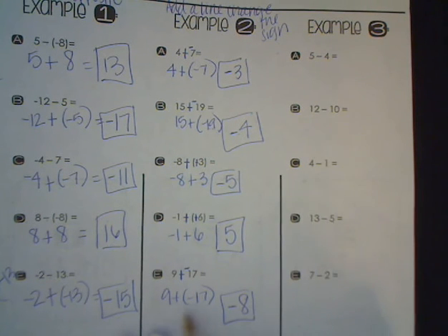Or you can go and say which one has the most. Well, there's only 9 positives, and there's 17 negatives. So there's more negatives than there are positives. So your answer is negative.